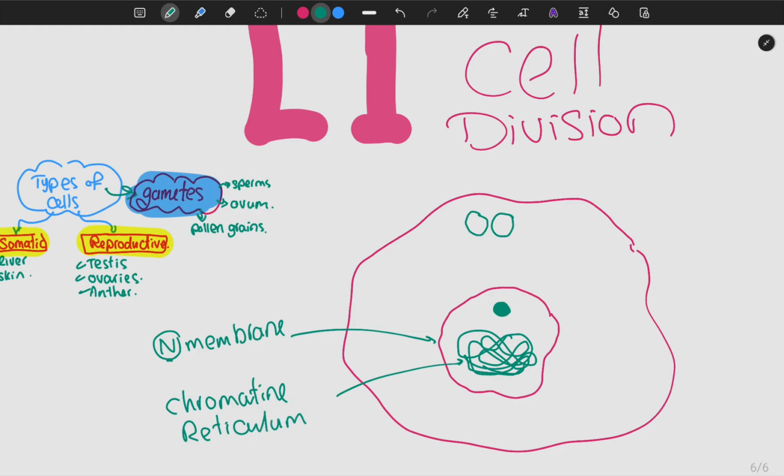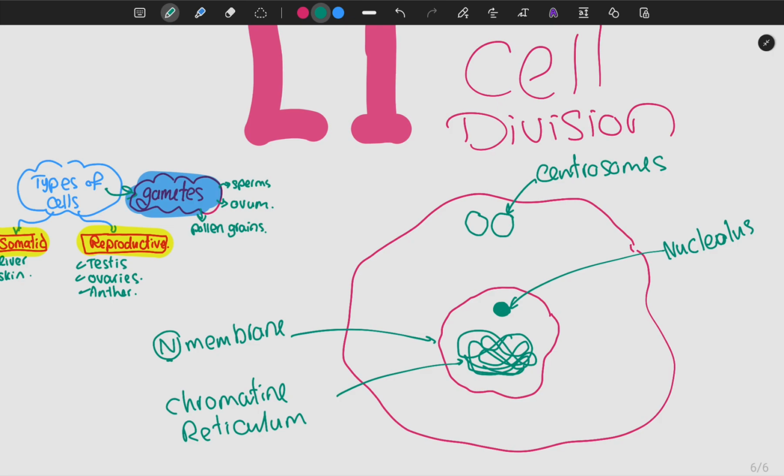Okay, and we have nucleolus. Let's type them. Nucleolus, and we also have centrosomes. Centrosomes. Okay, so these are the components of that cell. These are the components of that cell.